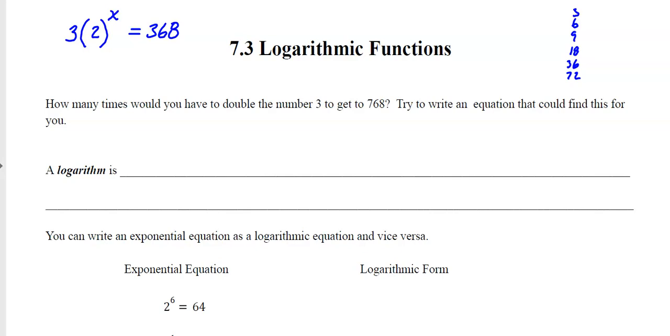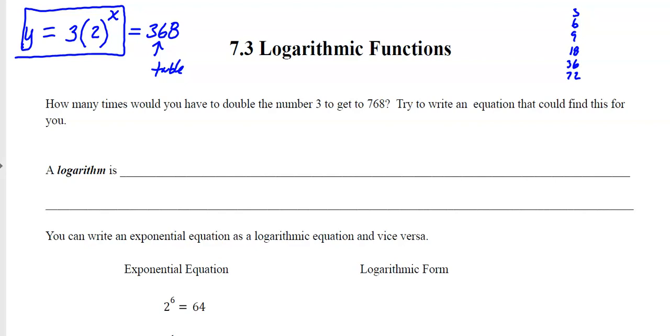Now with a graphing calculator, we could kind of cheat, and we could see how many times that is by simply typing in y equals 3 times 2 to the x, and then we could look for this value in the table. We could see what x would get us to 768. So I'm not going to do that right now, but that's the type of question that logs can help us solve.